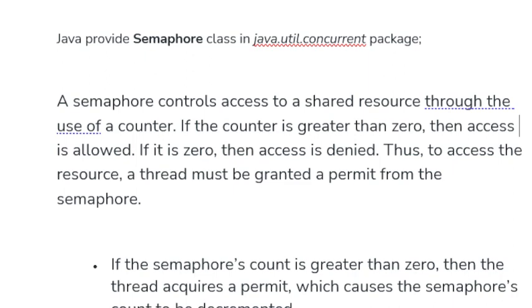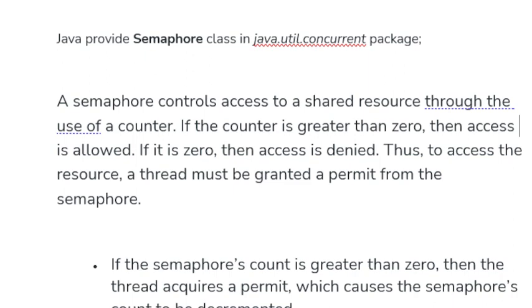There is one counter. Based on this counter, it will allow one thread and deny another. So what about the counter? If the counter is greater than 0, then access is allowed for the threads. If the counter is equal to 0, or negative, then it will deny this thread access to the resource.